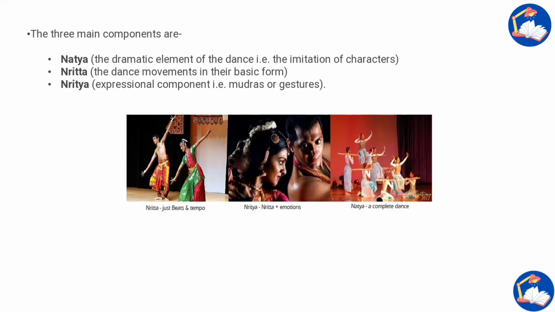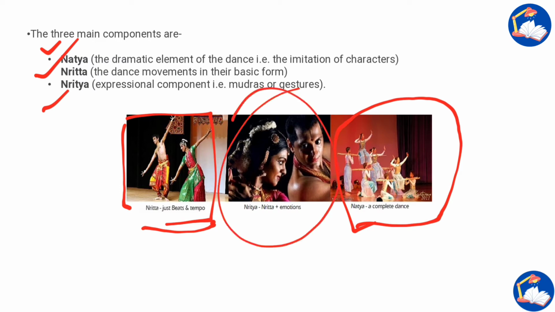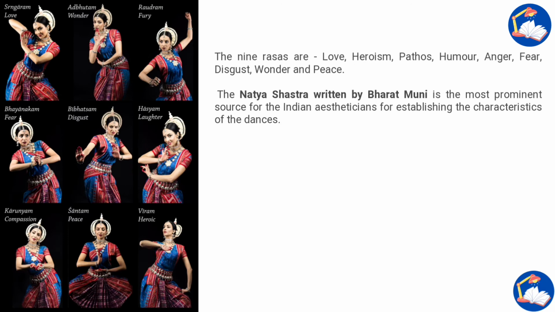The main components, three main components of dance are Natya. Natya means dramatic element of the dance, that is imitation of character. Now Nritta. Nritta means dance movements in the basic form, just beats and tempo in the basic form. Now Nritya. Nritya is expressional component or mudras or gestures. This is Nritya plus Nritta. Okay, expressions and all, Nritya is coming.